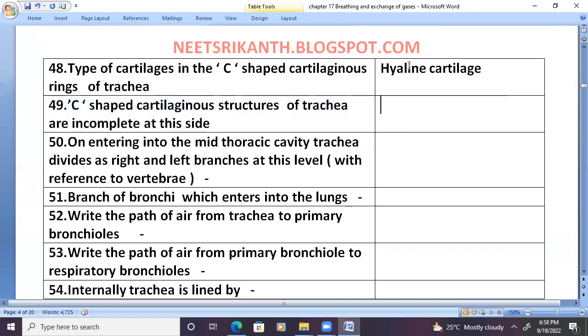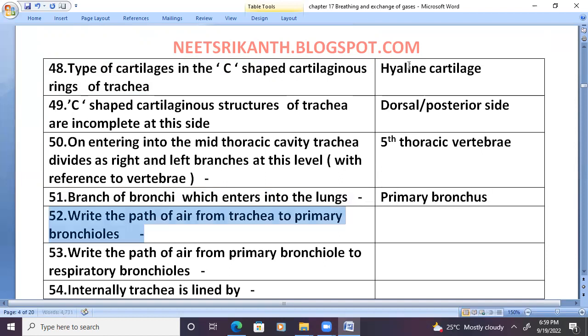The C-shaped cartilaginous structures of the trachea are incomplete on the dorsal side, or in human language, the posterior side. On entering the mid-thoracic cavity, the trachea divides into right and left branches at the level of the fifth thoracic vertebra. The branch of the bronchi which enters into the lungs is the primary bronchus.